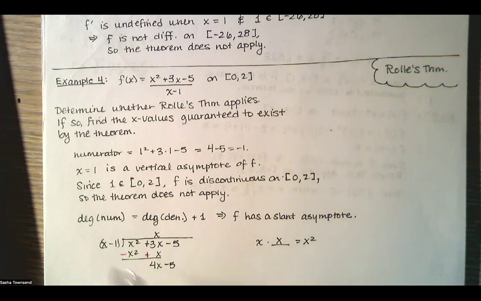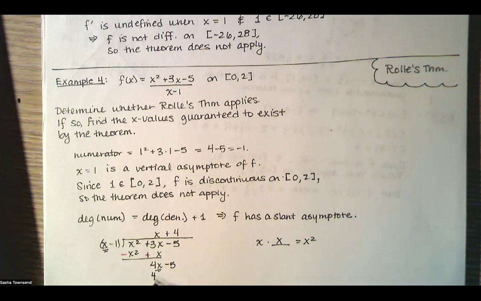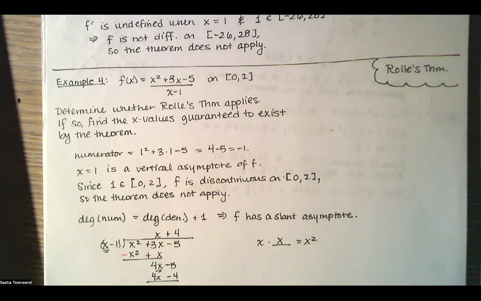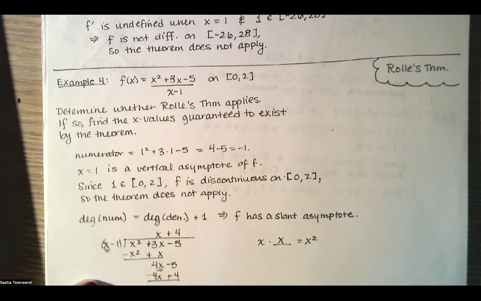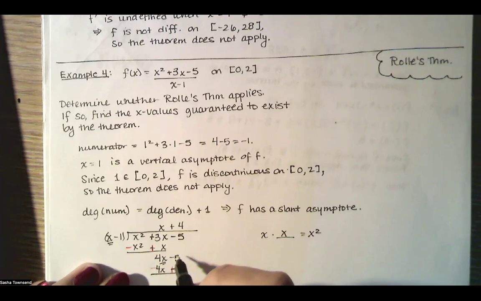And then we'd start over and we'd say x times what gives us 4x? Well, just a plus 4. 4 times x is 4x, and 4 times the -1 is a -4. And we're subtracting, so we change the signs and add like terms in columns. 4x minus 4x is 0x, and then we have a -5 plus 4, which is -1.